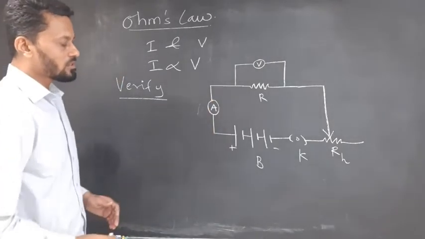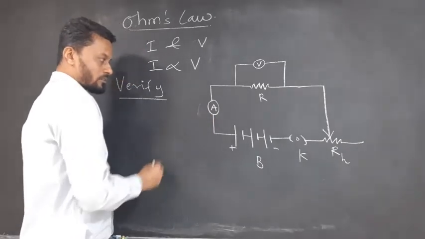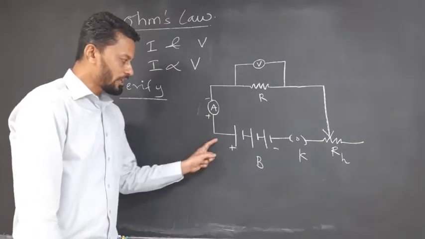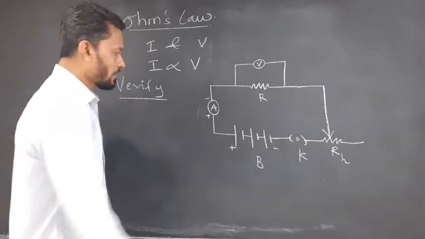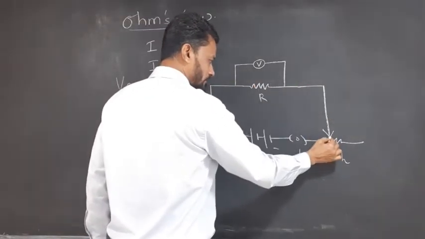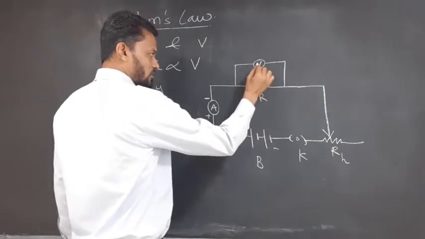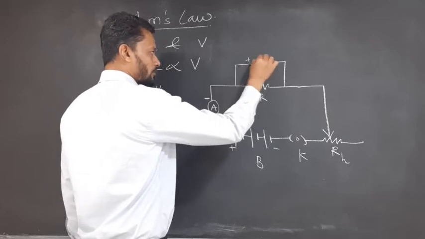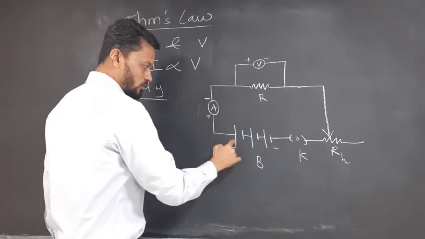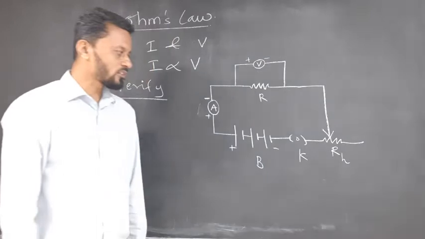Very important to notice that this ammeter has two pins, one positive and the other negative. The positive should always be connected to the positive of the battery, and the negative of the ammeter should be connected back to the negative of the battery. Whereas the voltmeter also has a positive and a negative. This is also a meter, so its positive indirectly goes to the positive of the battery, and the negative via connections goes back to the negative of the battery.